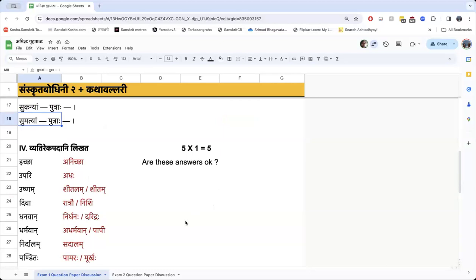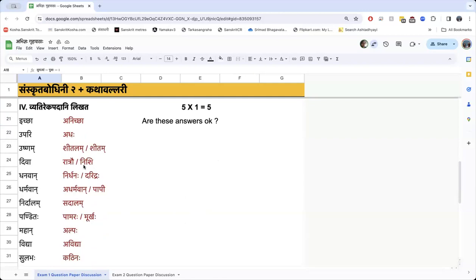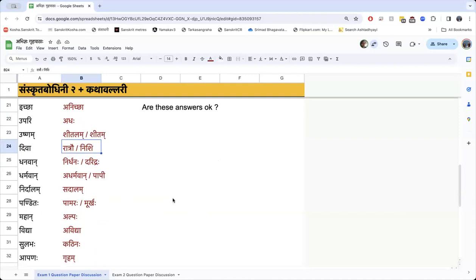Icha Dveshaha is usually correct, like Ragaha and Dveshaha. So you will take it as Icha Dveshaha. Anicha is a workaround for words that you don't know. Jugupsan, okay? Like Jugupsan Banla, which is also fine. Upari adhaha, these are fine. Ushnam sheetalam, Diva Ratrau. Diva Nisha, right? No, Diva. Dyutakaryam karoti.